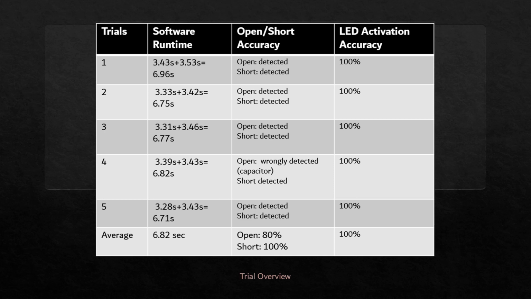For the open circuit, you can see in trial 4, we did use a capacitor in the circuit, and the software did come back and say that it could be a potential open circuit, which is not completely wrong considering the fact that as the capacitors are charging, they do act as an open circuit. And finally, for the LED activation, we saw that there was a 100% LED activation accuracy. And that concluded the trial runs for our experiment.